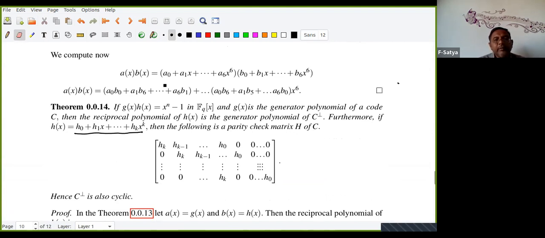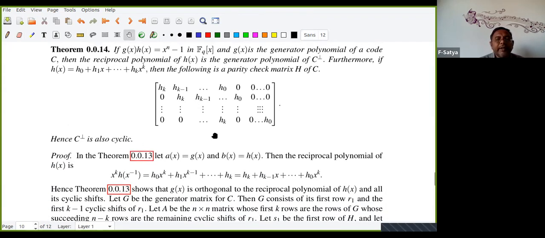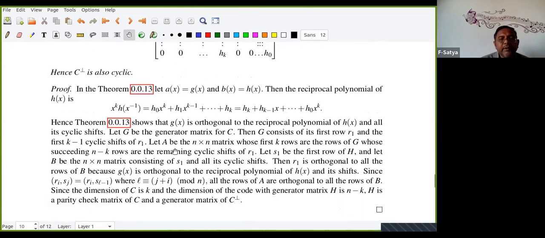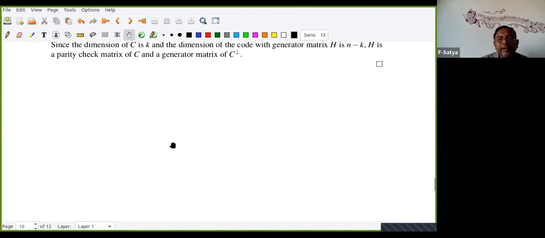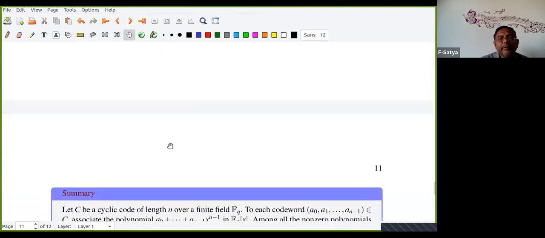This is here I wrote completely. Okay. Now look at here. Now this is the generator, parity check matrix for C. And because of this, now C perp is also cyclic, because the generator polynomial's cyclic shifts are cyclic. Right? Proof is given here. It is not complicated. But before that, do you have any questions?